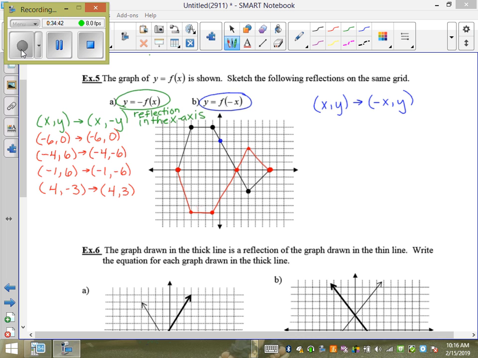So this point's going to stay the same. And then we have negative 6, 0 is going to become 6, 0. And then 1, 2, 3, 4. -4 and -6 is going to become 4 and -6. Connect. And then -1 and -6 is going to become 1 and 6. Connect.